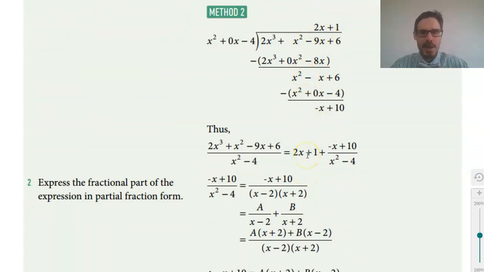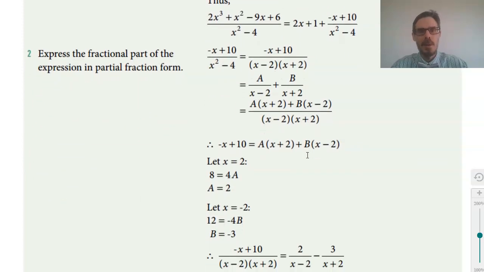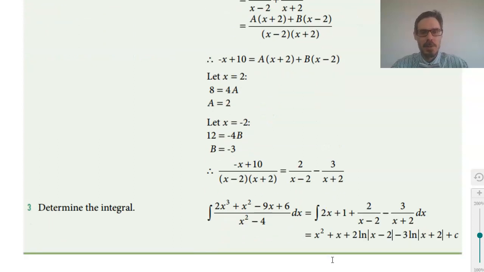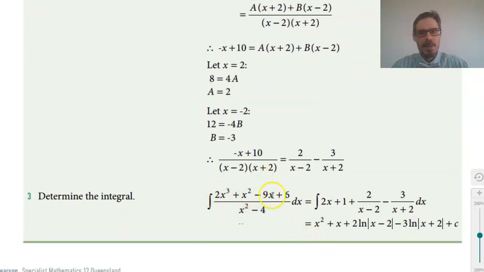Having done so, we go back to what we've just been practicing before. We write the fraction part and we express it as a partial fraction, because this of course is x plus 2, x minus 2. It's a difference of 2 squares. Write it as partial fractions, solve the partial fractions, work out what that's equal to. Then of course you can integrate the thing you started with in 2 parts. The 2x plus 1 is relatively easy, and then you have 2 partial fractions which each become a log. So that's the method.